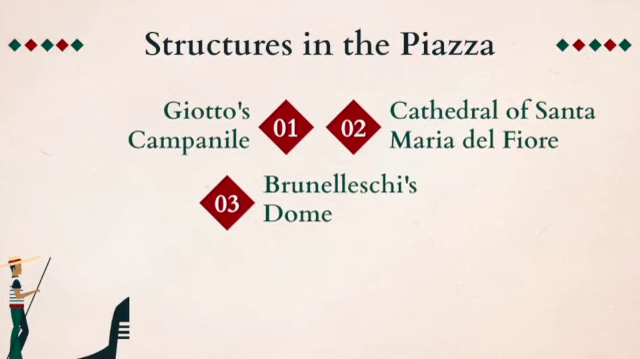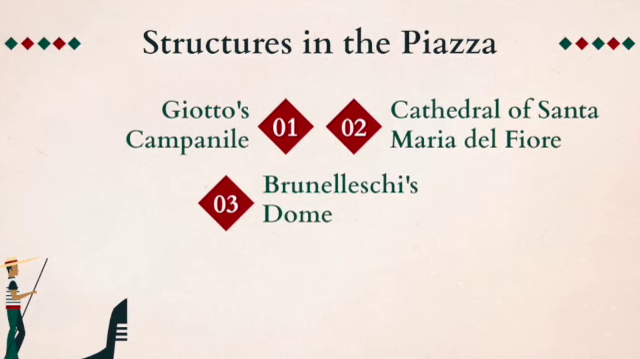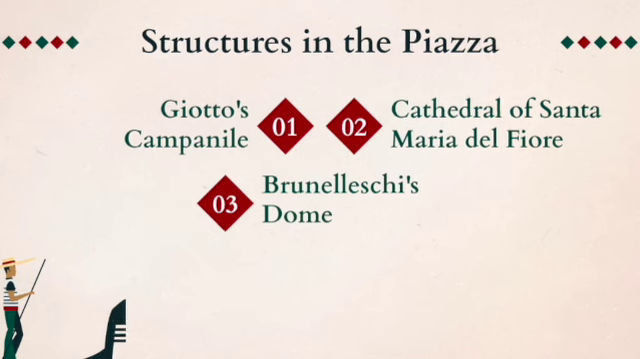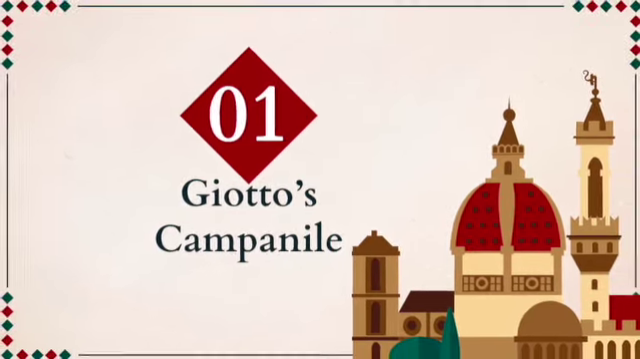Next to the Duomo is Giotto's Campanile, a beautiful bell tower that stands at around 270 feet, with 4 levels of different sculptures and panels that show off Giotto's incredible artistry. So now let's talk about Giotto's Campanile.